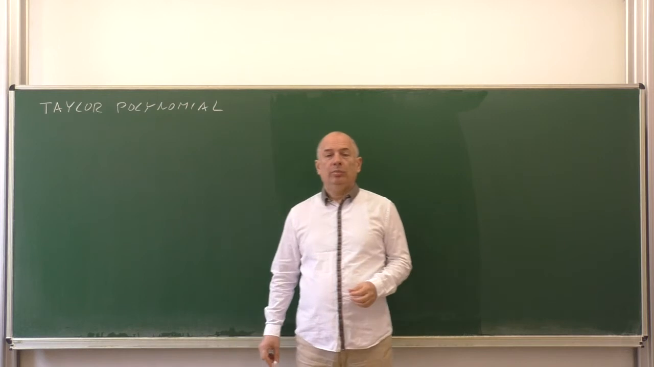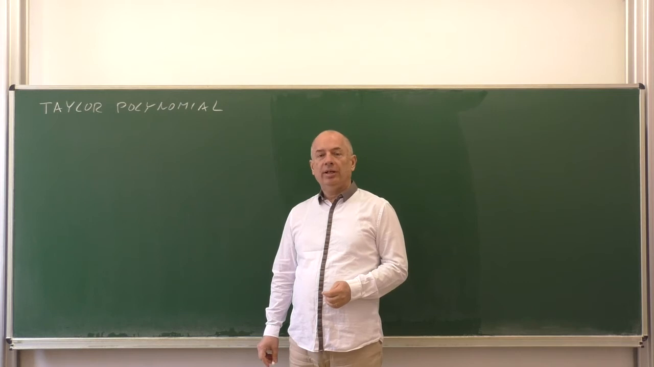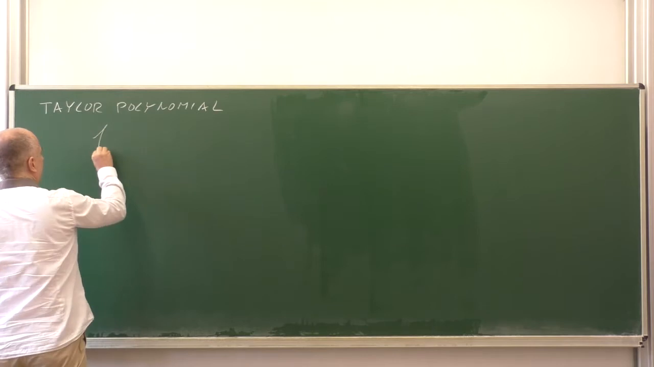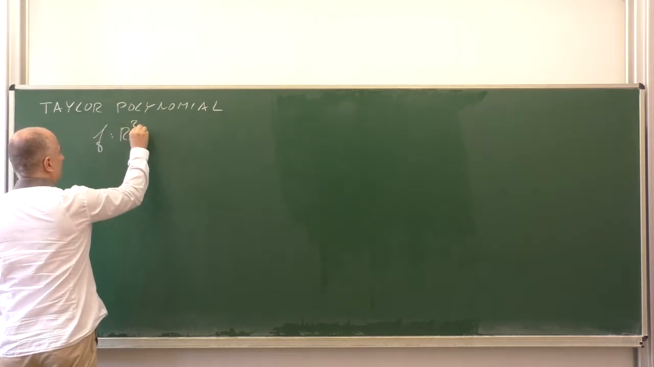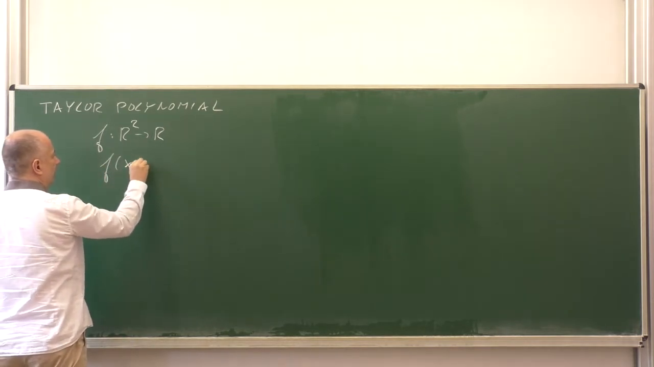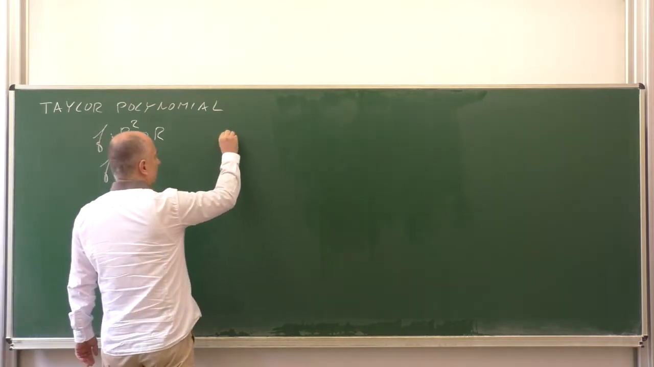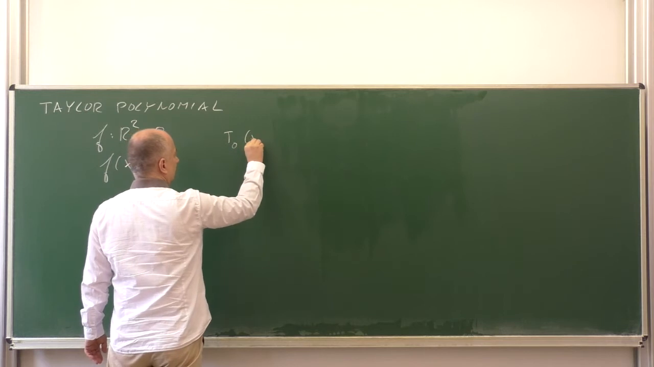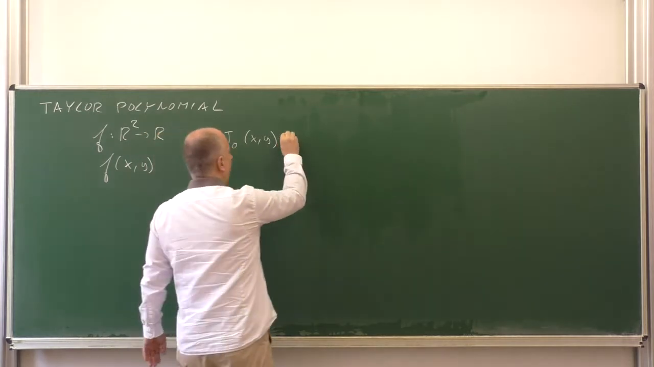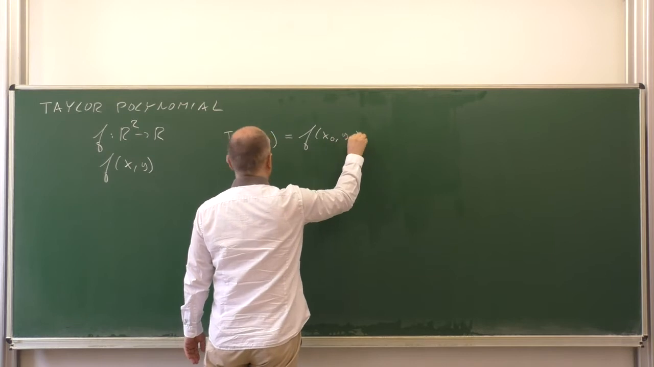Now, when we know how to build a Taylor polynomial for a function of one variable, let's consider a Taylor polynomial for a function of two variables. So for a function f from R2 to R, that means we have some function f of two variables. Let's call them x and y. We can build the Taylor polynomial of order 0, which will be again a constant function, and the best constant is the function value at the point x0, y0.